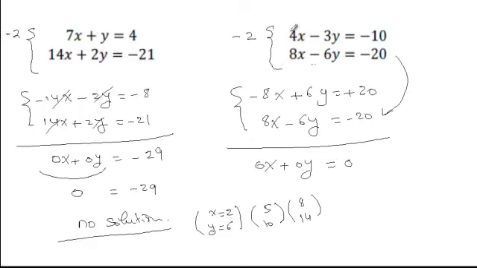4 times 2, 8. 3 times 6, 18. 8 minus 18 is minus 10, and if you replace it here, you get minus 20. So 5, 10. If you replace 4 times 5, you get 20, and minus 3 times 10, minus 30. 20 minus 30, you get minus 10, and if you replace it here, also it works. And if you replace 8, 14, also works for both equations.